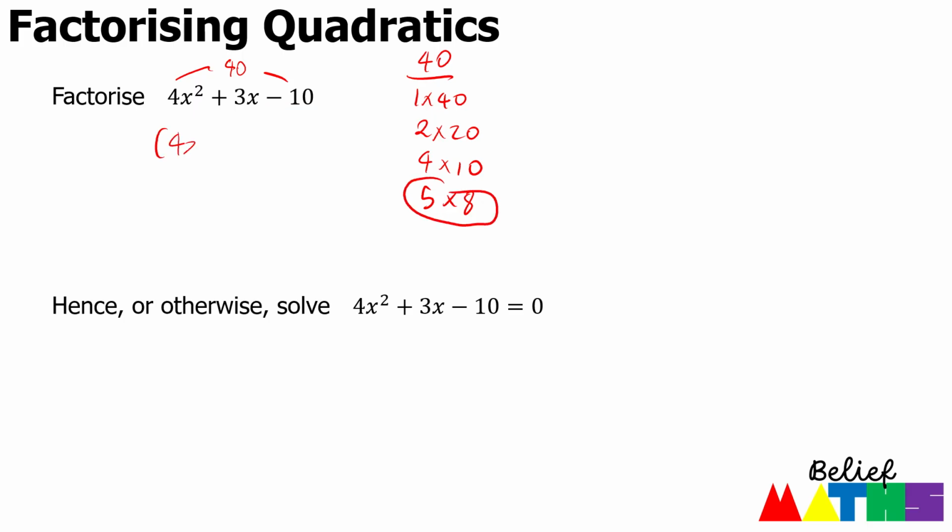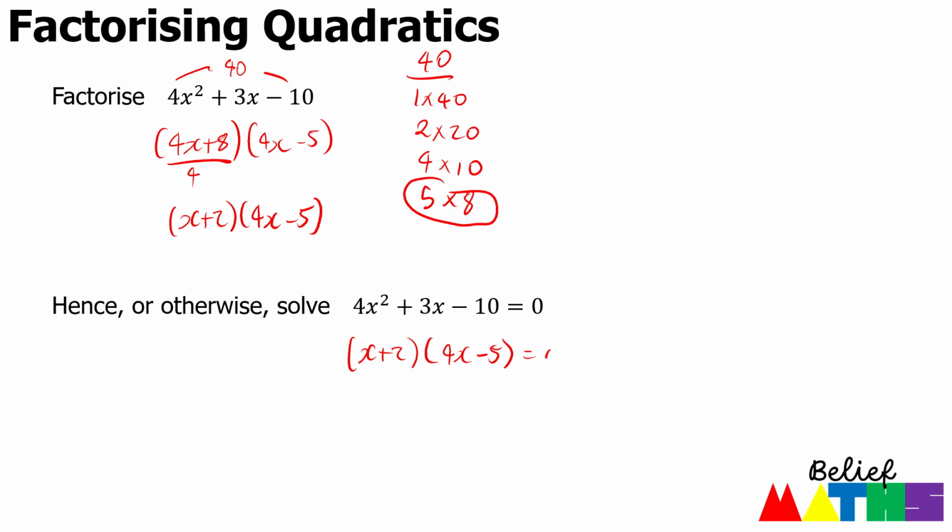So we get 4x plus 8 and 4x minus 5. Again, dividing this side by 4, because one needs to be divided by 4, that gives us x plus 2 and 4x minus 5. And that's it factorized. Then it says hence or otherwise solve the equation, same quadratic equals 0. Because we've already factorized it, we may as well use the factorization method. Then we just do the inverse of what's in each bracket. So the opposite of plus 2 is minus 2. And the opposite of minus 5 is plus 5, and then divided by 4.